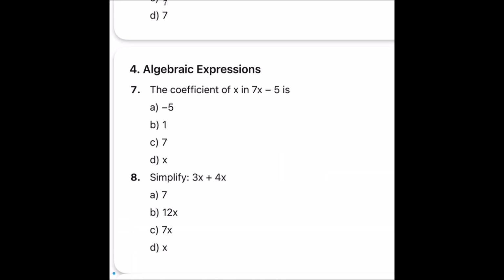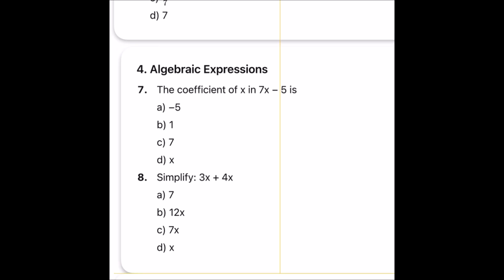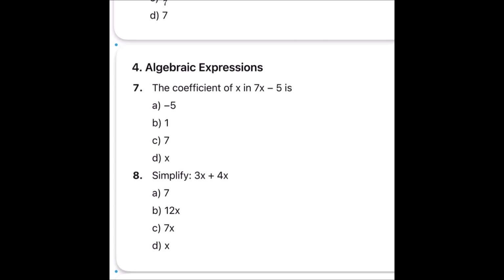Moving on to chapter 4, which is algebraic expressions. And the question, question 7, is: the coefficient of x in 7x minus 5 is. Coefficient is a number which is written just before the variable. So 7 is our coefficient. So our answer will be C, which is 7.